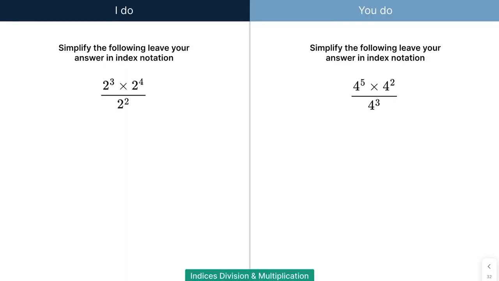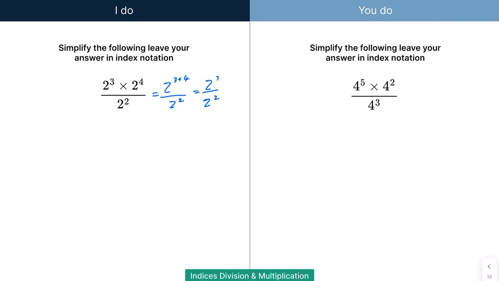Now moving on, we are looking at slightly trickier stuff. So with this, I would do it in 2 steps. The first thing I would do is tidy this up. And what do I mean by tidy this up? Well, you know that when you multiply indices, you add them together. So we add the 3 and the 4. So that gives me 2 to the power of 3 plus 4 over 2 squared. So that becomes 2 to the power of 7 over 2 squared.